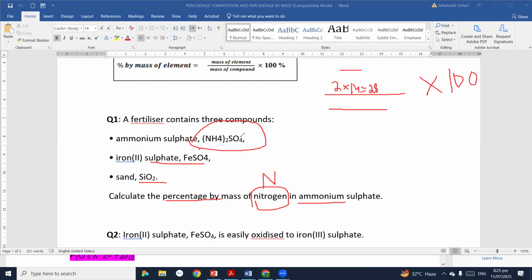And calculate the Mr of the formula. Yes, 2 multiplied by 14 plus 4 multiplied by 2, and sulfur is 32. And you can directly write down 64 or 16 multiply 4. It's up to you. Yes, very good.